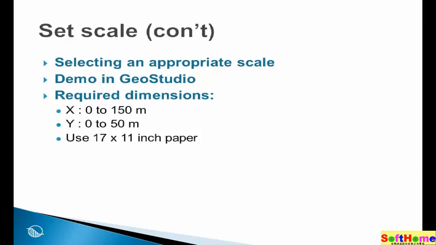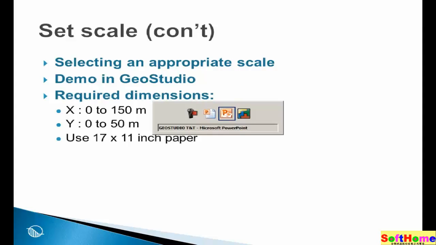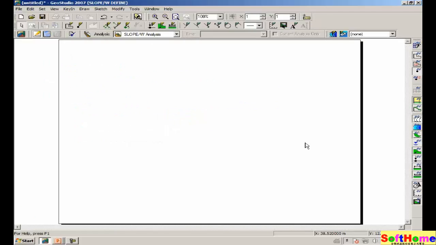Going then to GeoStudio and creating a new analysis. In this particular case, I have selected a slope W analysis, but any analysis can be used for this portion of the illustration.